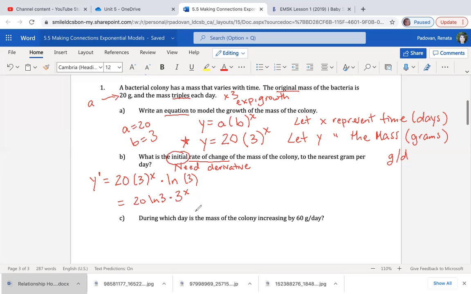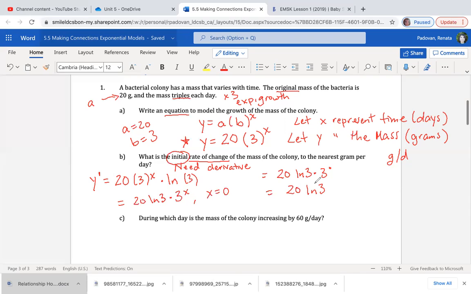What is the initial rate of change? So initially is talking about time. Time is x when time is 0. So just sub in a value of x equals 0. So I have 20 times the ln of 3 multiplied by 3 to the exponent of 0, which just equals 1. So then my answer is 20 times the ln of 3, right?